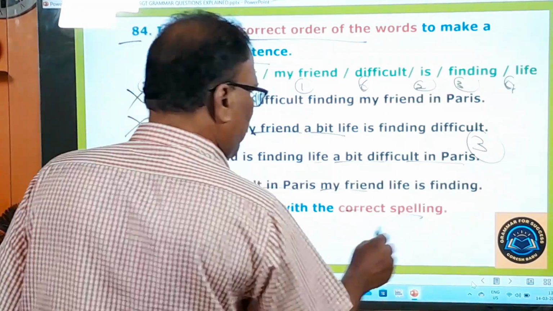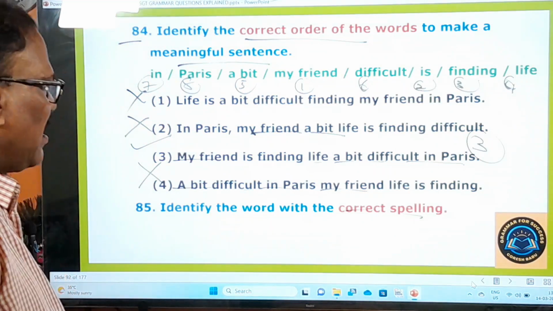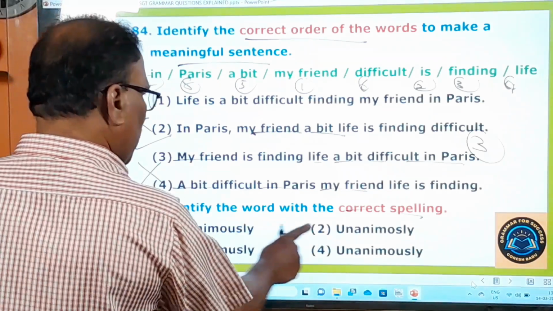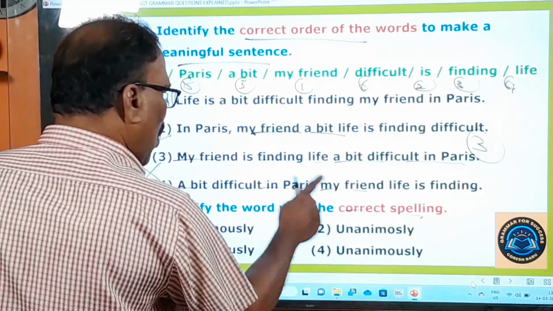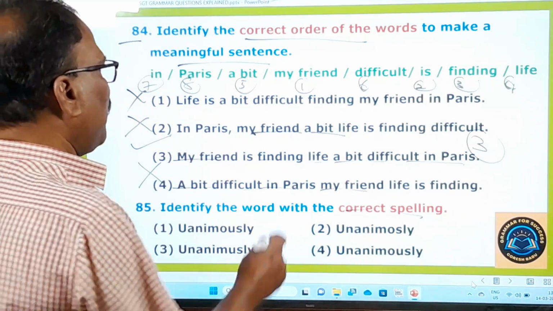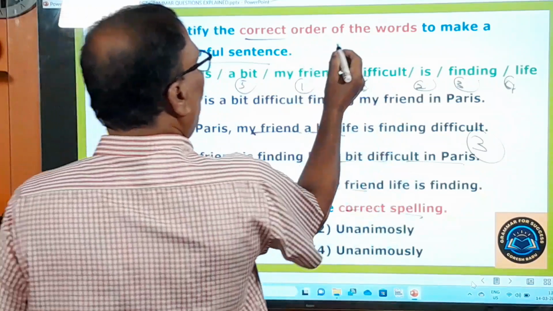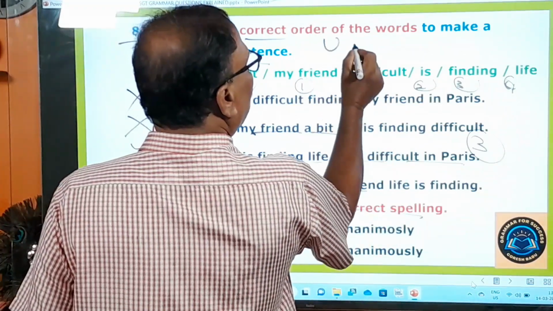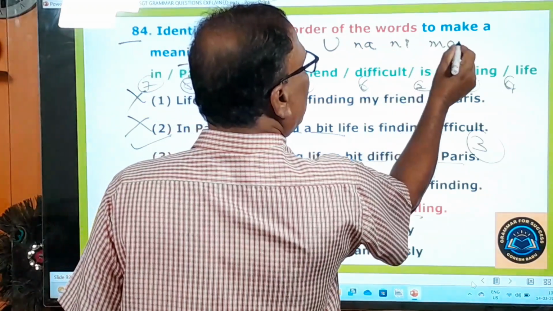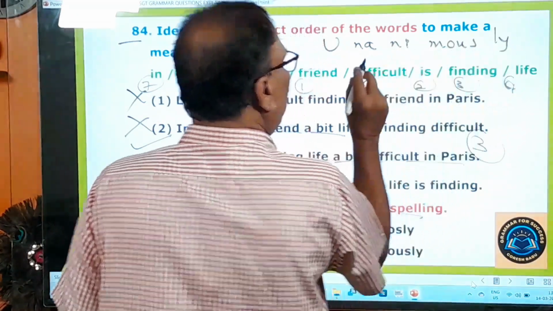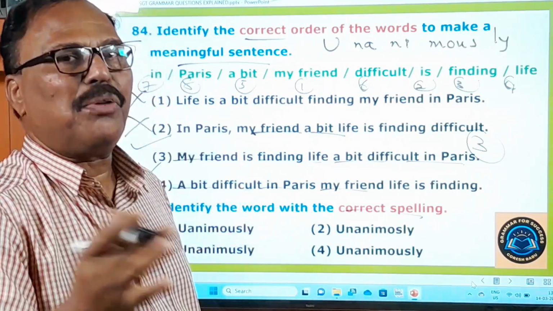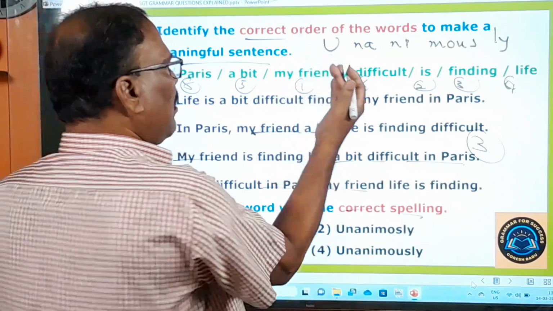Identify the word with the correct spelling. What is that correct spelling? Let us look at the word unanimously. So let us first of all write the word here. Let me write the word here. You, na, ni, must, li. Whenever you want to give the correct spelling of any word, you must cut the word into syllables. So I have cut the word into syllables.